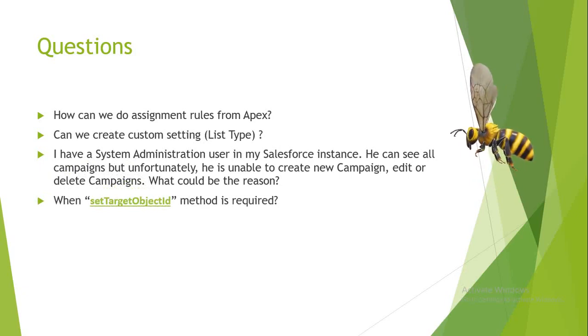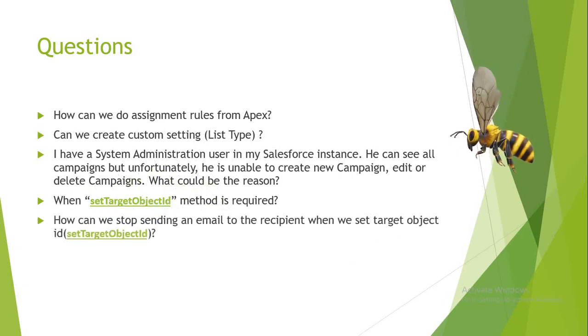When is the setTargetObjectId method required? Basically, when you want to send an email from Apex, we use the SingleEmailMessage class, right? There we have different kinds of methods for setting to addresses, for setting what ID and target object IDs or whatever it may be. When is the setTargetObjectId method required while you are sending an email from Apex?